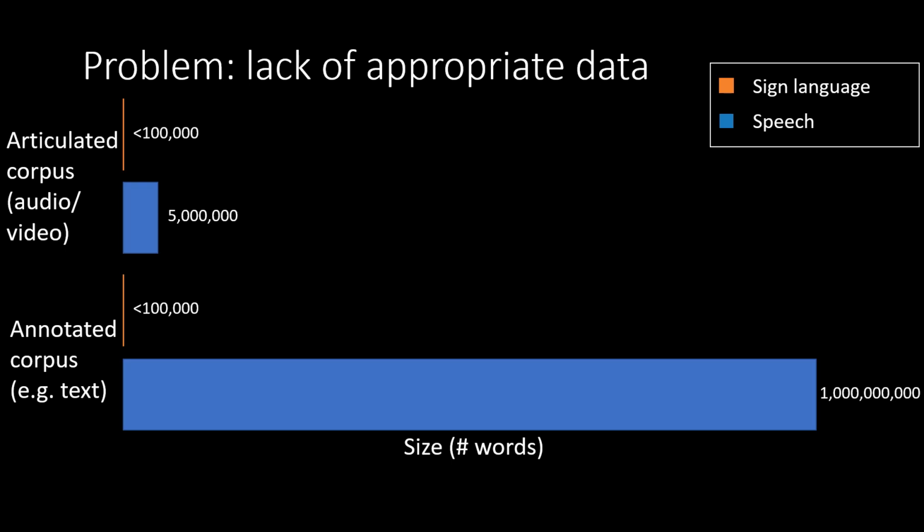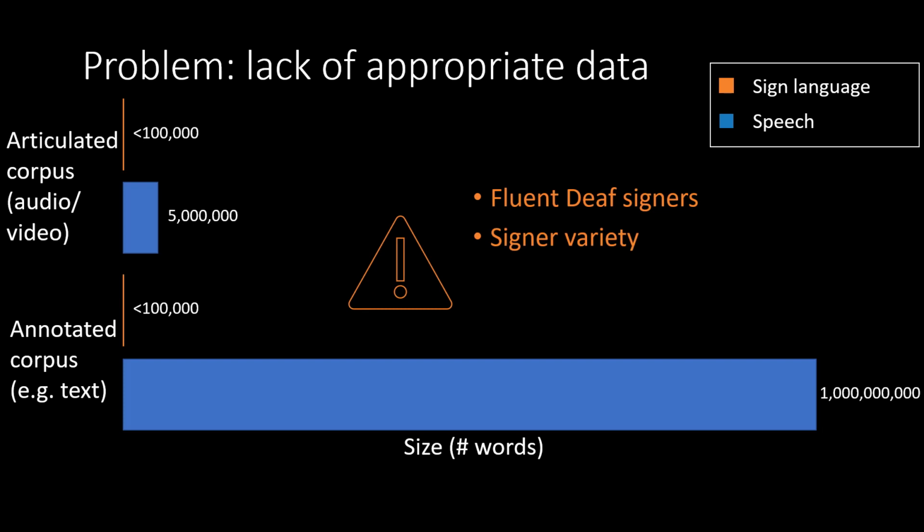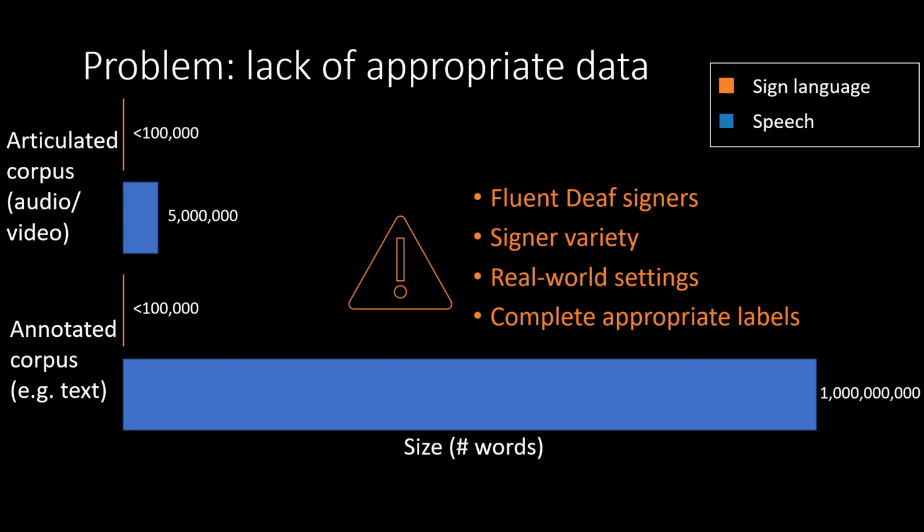Current sign language datasets are orders of magnitude smaller than spoken and written corpuses. In addition, they suffer from a lack of fluent deaf signers, lack of signer variety, lack of recordings in real-world settings, and a lack of complete and appropriate labels.